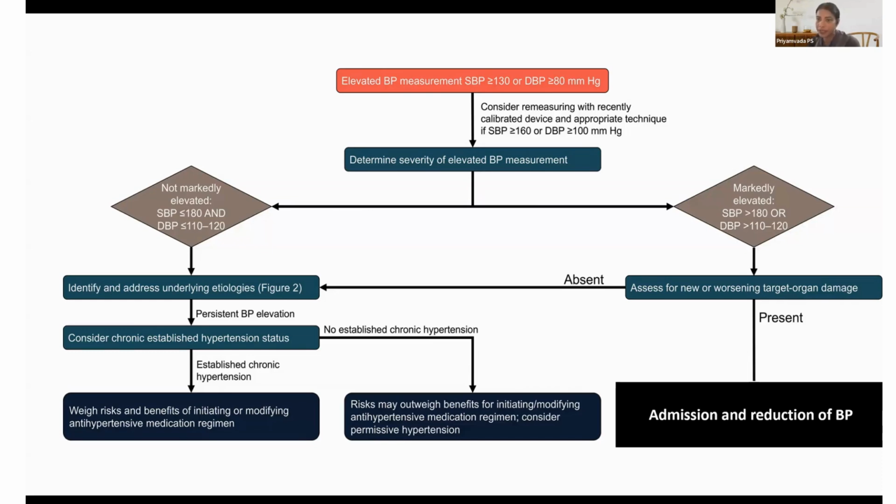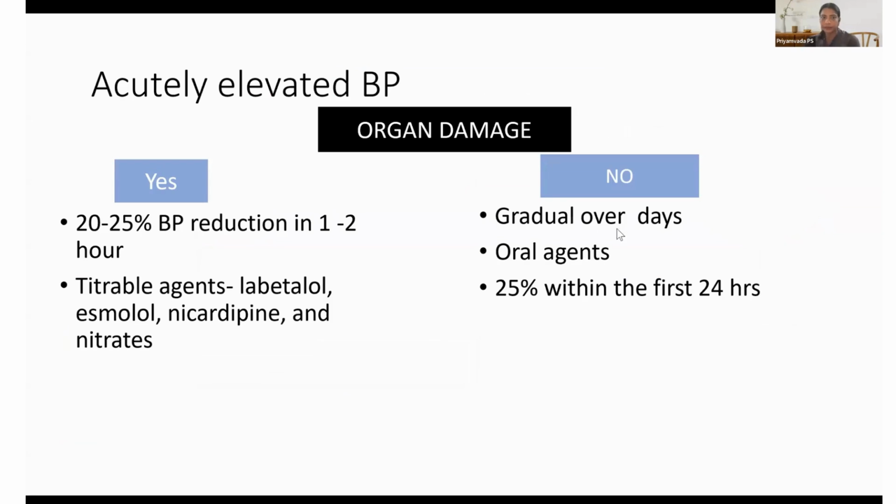And suppose the patient has a systolic blood pressure of 180 and a diastolic blood pressure of more than 110 or 120, then these are the patients in whom we have to look for target organ damage. And if there is no target organ damage, again we are going to see whether they had a pre-existing hypertension or any other risk factors. If nothing is there, probably we are going to allow that permissive hypertension to be there, but we defer the decision to a subsequent occasion. But if there's any target organ damage, we have to admit and reduce blood pressure.